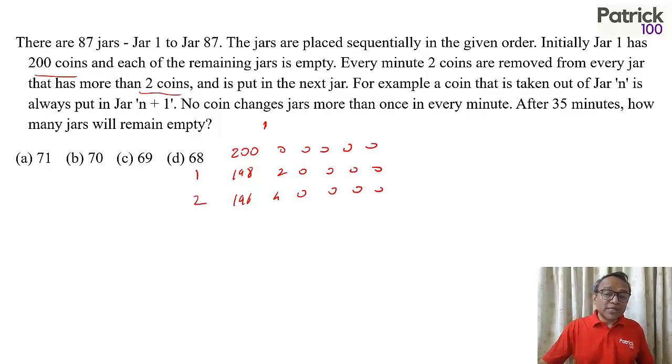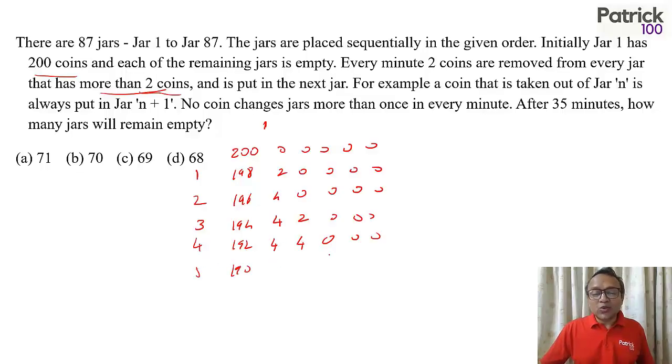You're not removing from the second jar to the third jar because it has only 2 coins. Only when it has more than 2 coins do you put coins in the next jar. Third minute, you have 194: put 2 coins in the second jar, and also put 2 coins from the second jar to the third jar, so it becomes 4 and 2. Fourth, 192: you put 2 coins here, and 2 coins from this to the next jar, so 4, 4, 0, 0, 0. And the fifth minute, 190: you put 2 coins in the next jar, so this becomes 2, 4 and 4.